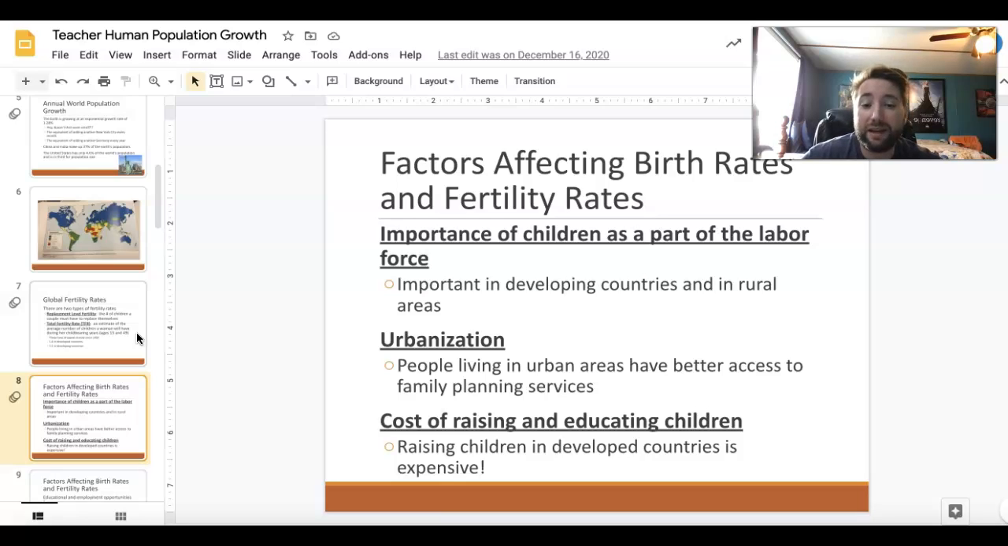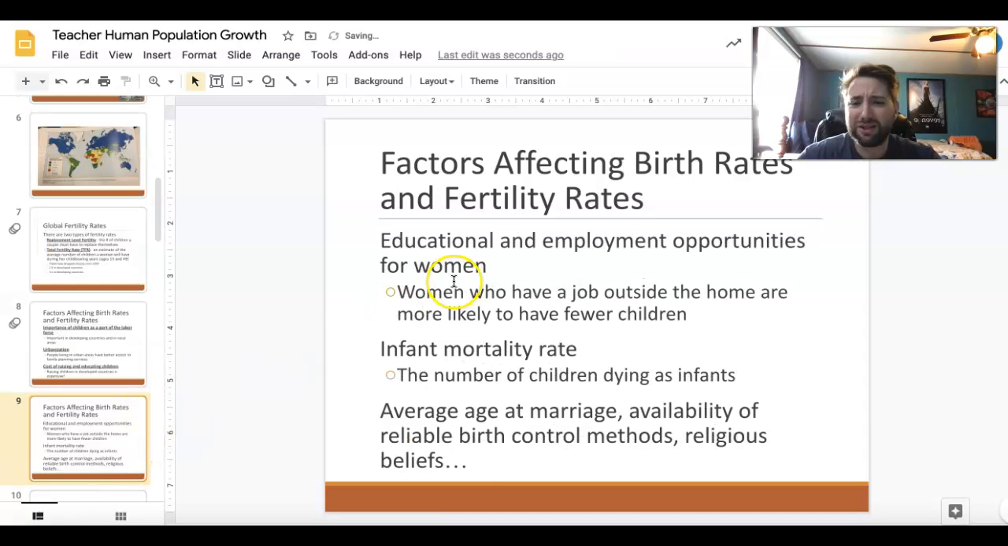The cost of raising and educating children as well. If you didn't realize this, having a kid and raising it is very expensive, especially in a developed country. If you and your spouse or partner work, then both of you are not at home to take care of your child, so you're going to have to pay for childcare, you have to pay for food for the baby, you have to pay for medical care. So it's very expensive to raise a kid in America or in a developed country nowadays.